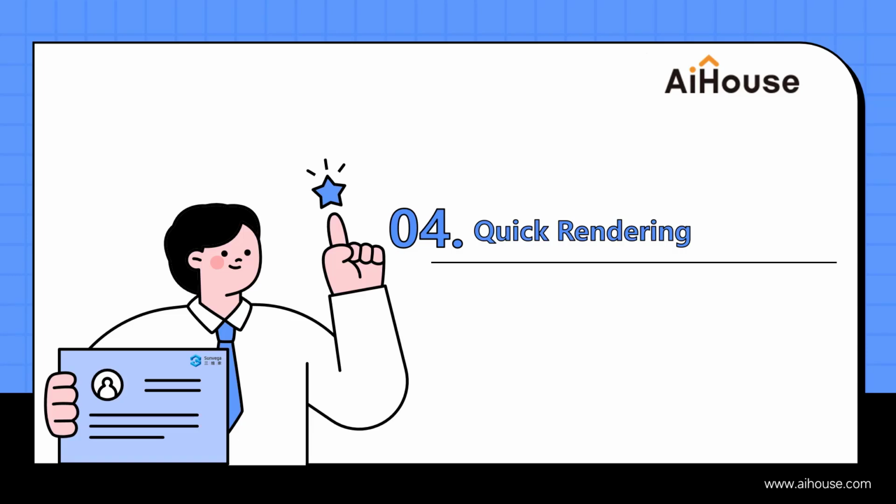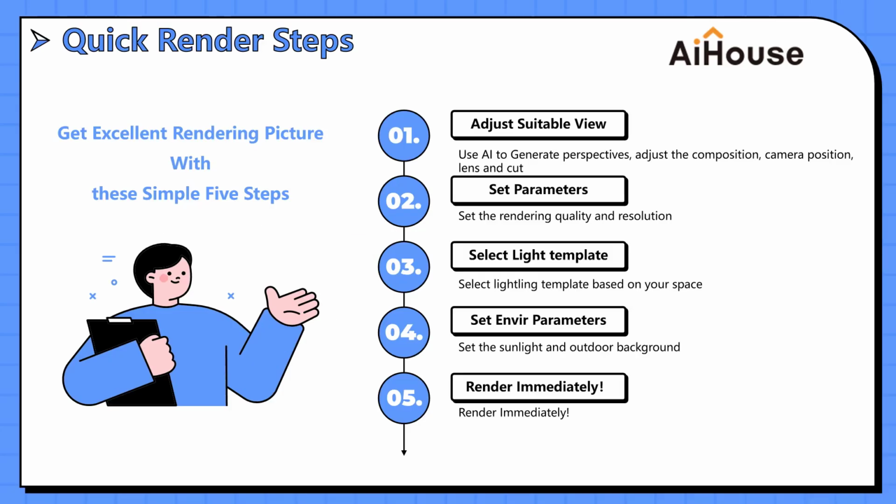So after finishing the customization of the tiling, wall, and our ceiling, now it's time to get our rendering picture. And I believe that you also have finished those customizations, right? For the quick rendering, here are 5 steps for you.